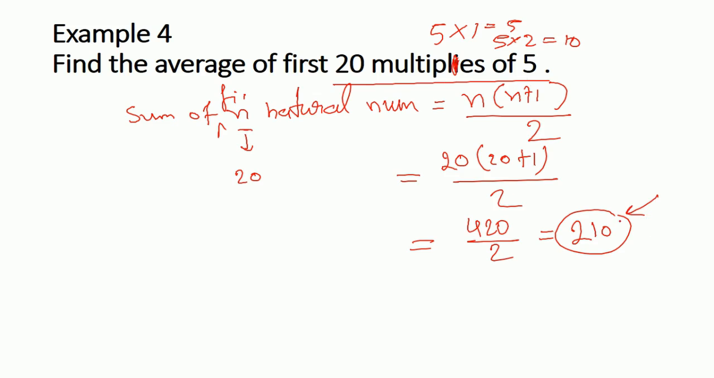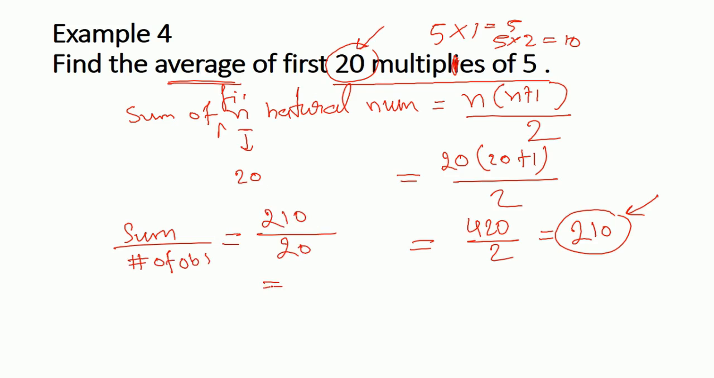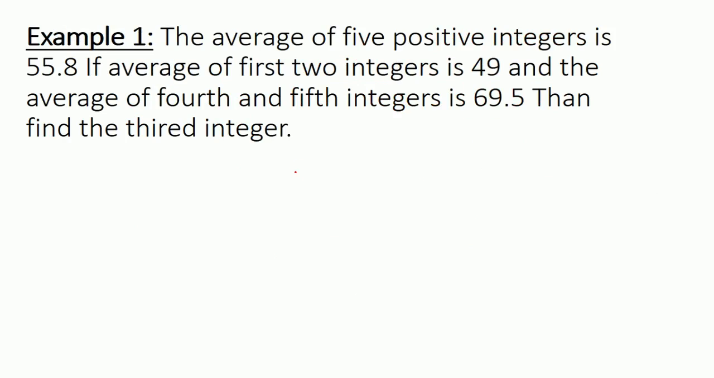That's the value, 210. And we know there are 20 such numbers and we need to find the average. So we found the sum, and now we know the number of observations. The sum is 210, the number of observations is 20, and you simply get the value of 10.5 as the correct answer. You see, this is quite easy and fast to solve. It will not take more than 15 to 20 seconds.